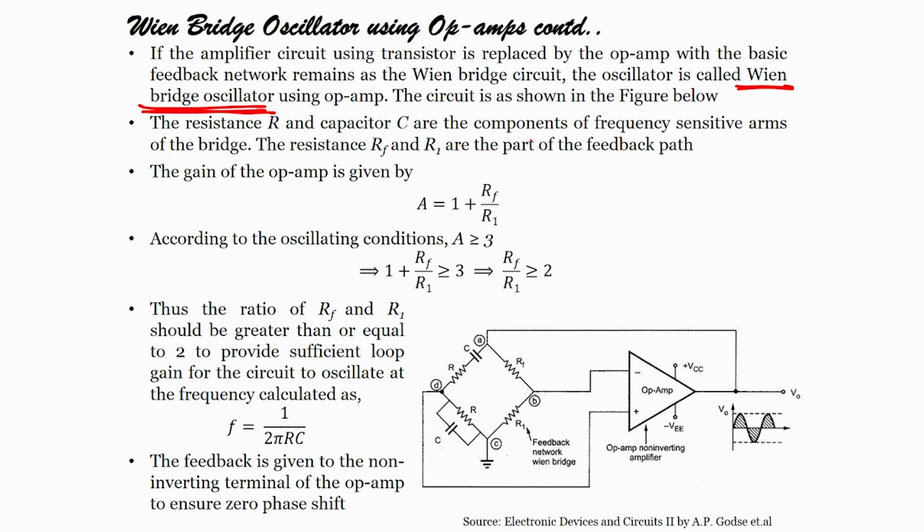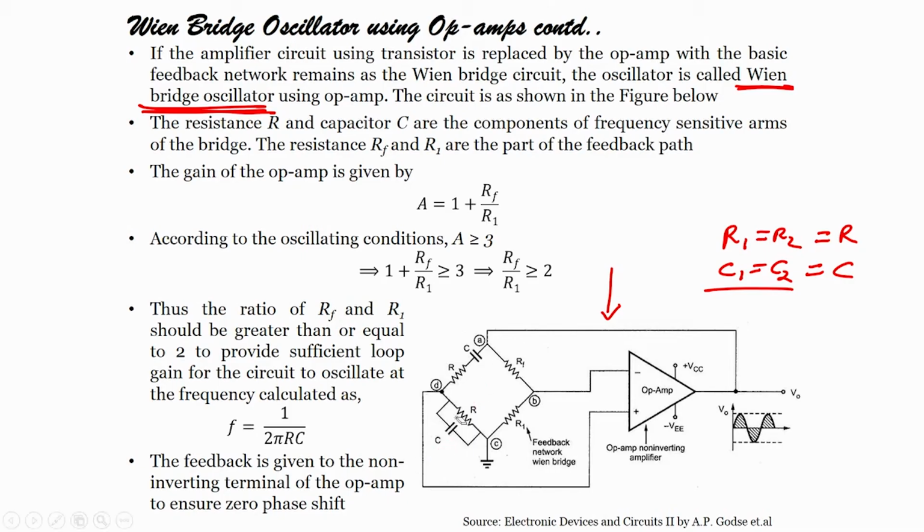The resistance R and C are components of the frequency sensitive arms. Here we consider R1 equal to R2 and C1 equal to C2. That is why we have written just R and C instead of R1, R2, C1, C2, because R1 equals R2 equals R, and C1 equals C2 equals C. This is the circuit I was talking about.